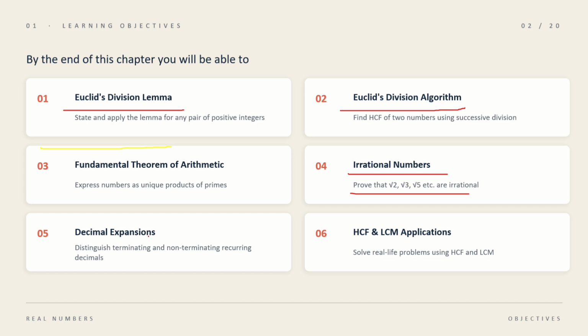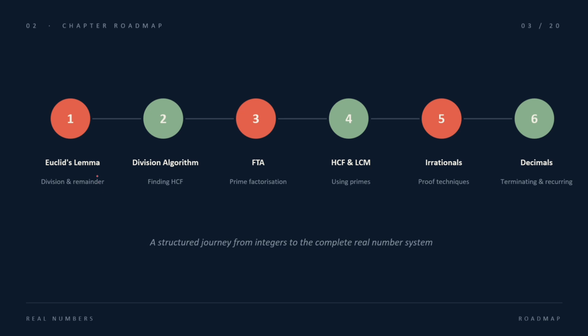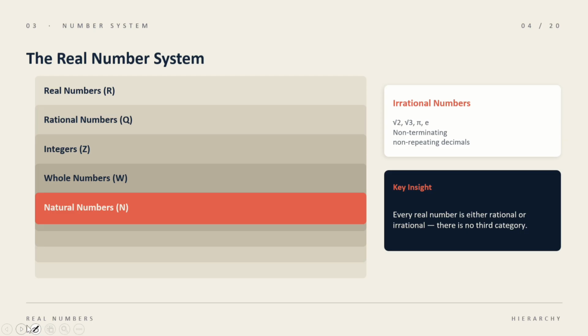And the fifth one is decimal expansions. Distinguish terminating and non-terminating recurring decimals. In this decimal expansion we know about the different types of decimal expansion, such as non-terminating recurring decimals. And the last one is the HCF and LCM applications. Next, the first one is Euclid lemma, second one is division algorithm, third one is FTA, prime factorization, fourth one is LCM and HCF using prime numbers, then irrational numbers, proof techniques, and the fifth one is decimal and terminating recurring numbers.